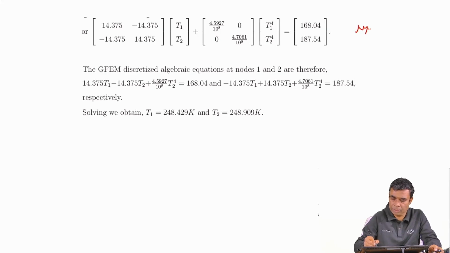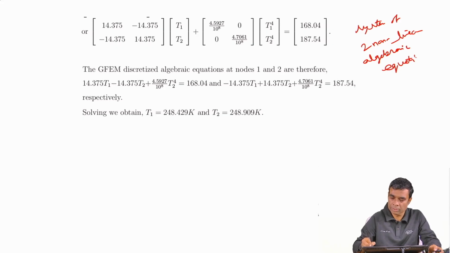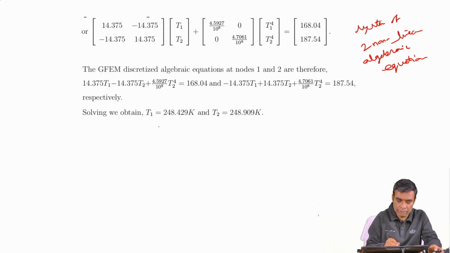This is the system of two nonlinear algebraic equations. After solving these equations by Newton-Raphson type of nonlinear iterative equation solvers, we get these two values of temperature: 248.429 Kelvin and another one is 248.909 Kelvin. These are very nearby values.